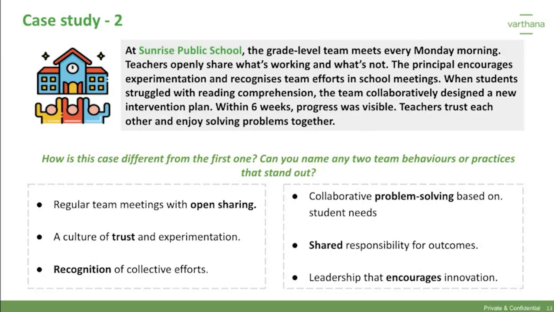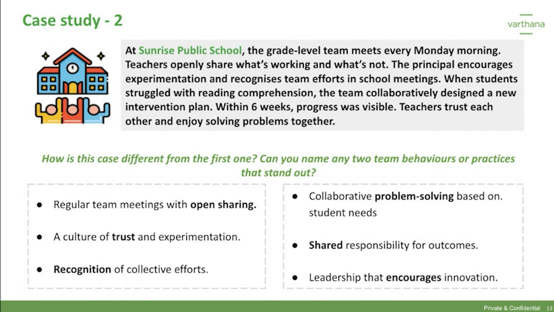So yes, regular team meetings with open sharing, a culture of trust and experimentation, and shared responsibility for student outcomes, and leadership that encourages innovation. And ma'am also contributed that there's open sharing in the team, and also they are involved in decision making. So it creates ownership for them. We just looked at Sunrise Public School, a great example of what happens when a school team works collaboratively, shares responsibilities and trusts each other.